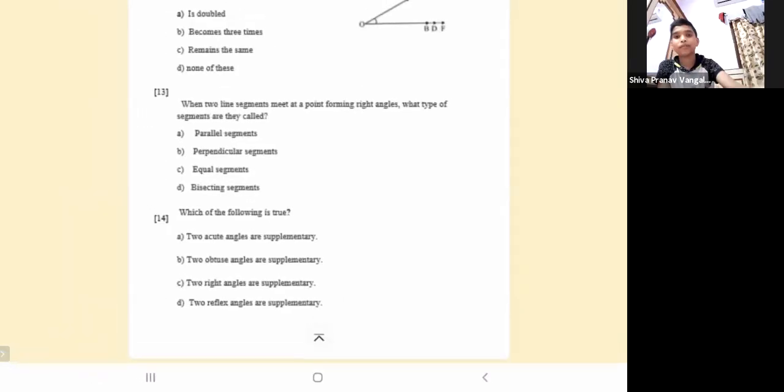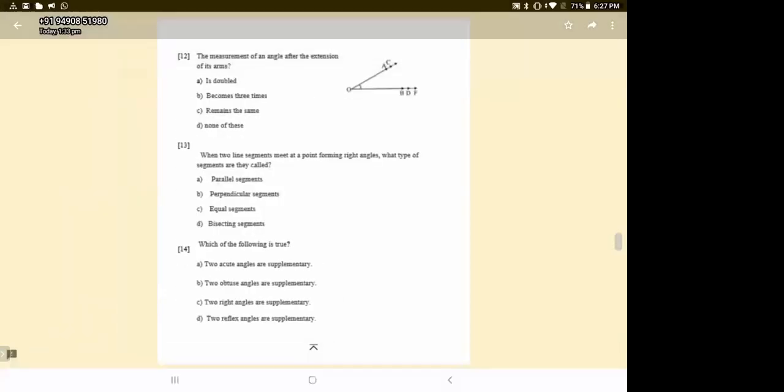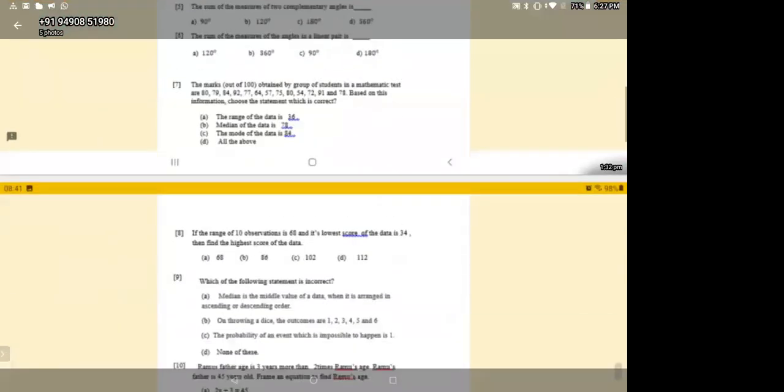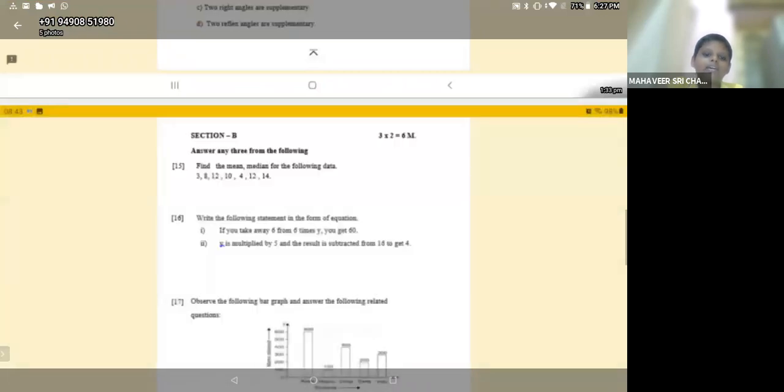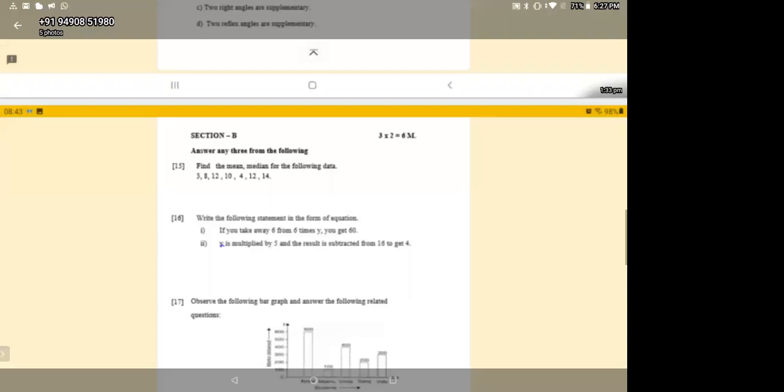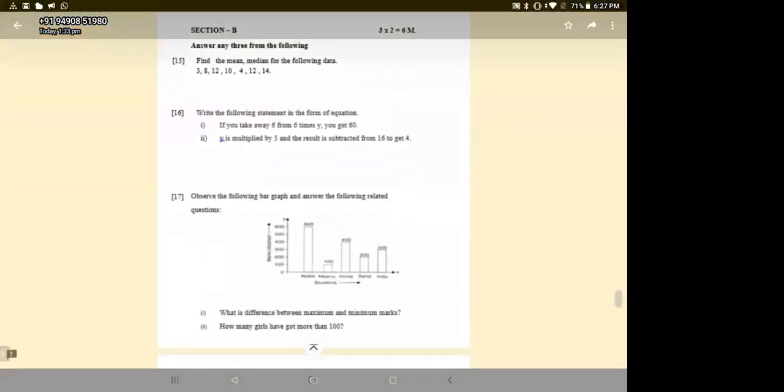Ma'am, option C is correct. Ma'am, two obtuse angles will be more than 180 and two acute angles will be less than 90 or equal to 90. Now you have to see here.